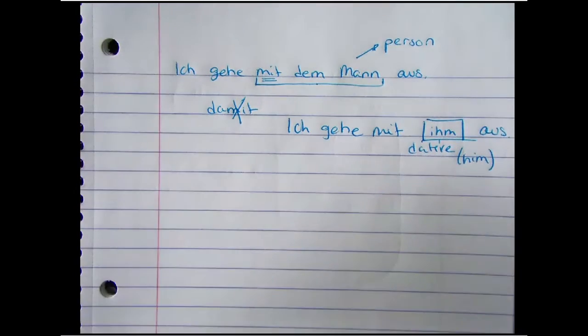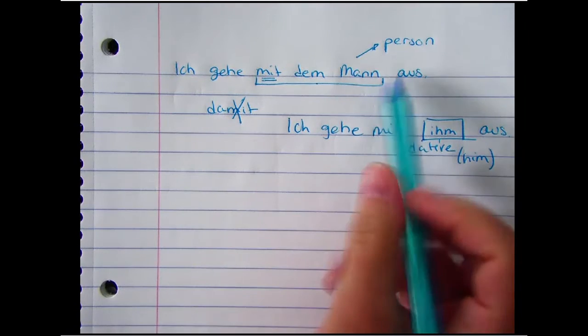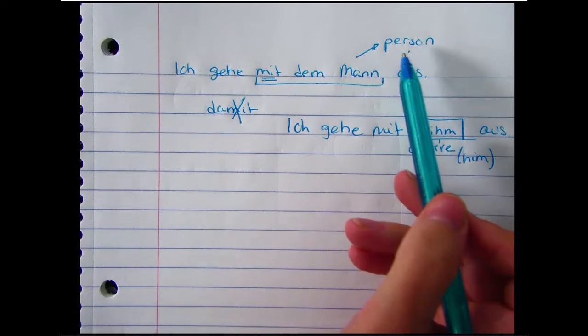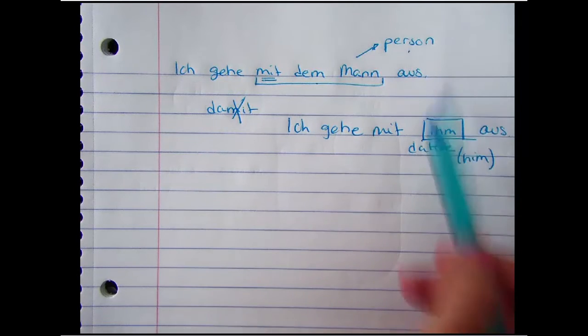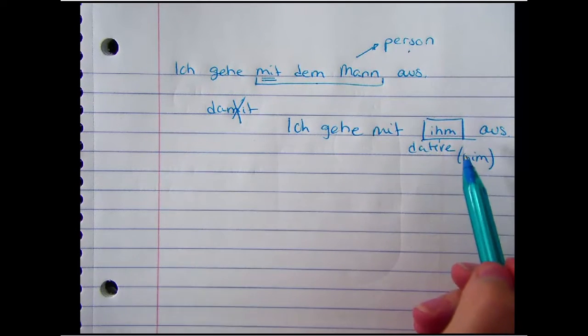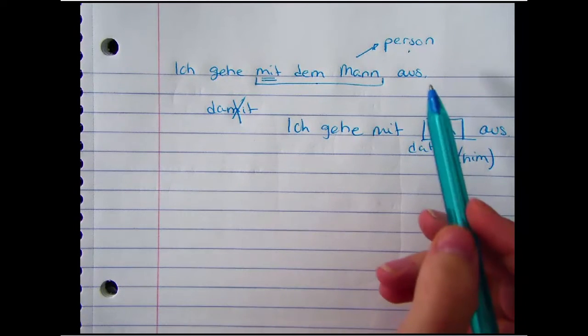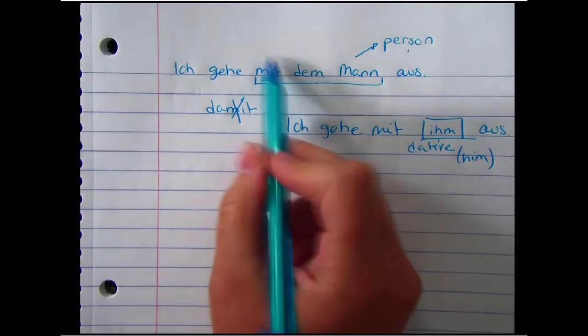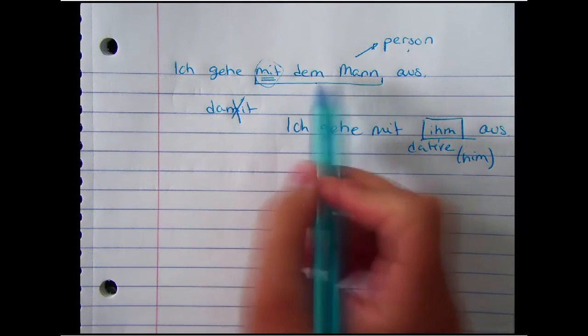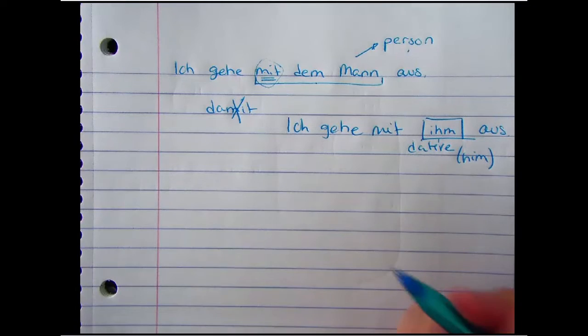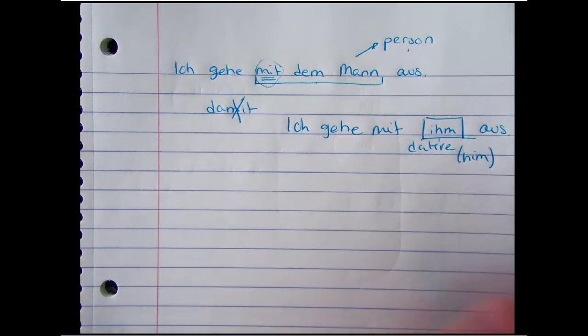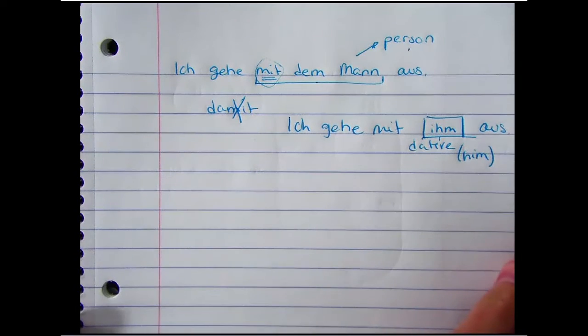Okay. So again, when you're replacing a person or an object by itself, you're going to just use a pronoun. If you have an object that is a prepositional phrase, so the object of a preposition, but it's an object, then you would use a da compound. You cannot use da compounds when you're talking about people.